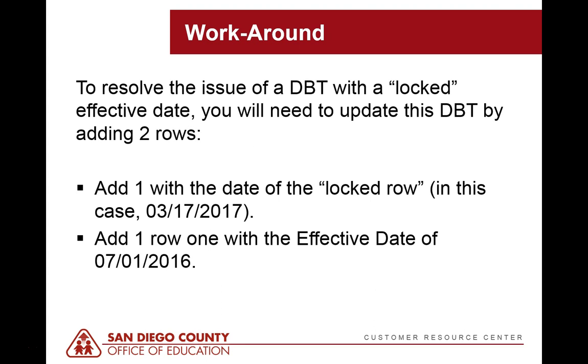First, you'll need to add 1 row with the date of the locked row, which in this case is March 17th of 2017. And then you will need to use your arrow keys to scroll back to the row prior to the March 17th row and add a row there with the effective date of that prior date. Typically that would be July 1st of the beginning of the fiscal year.